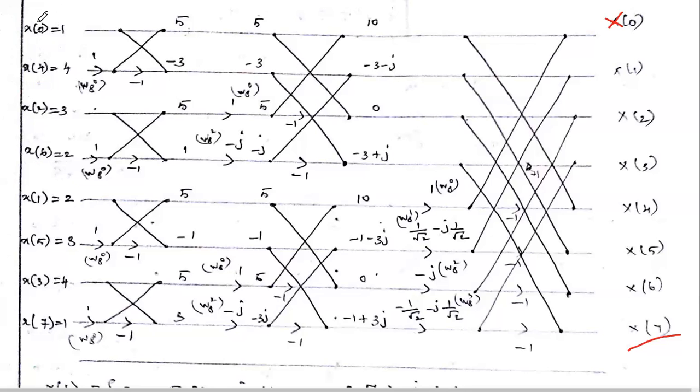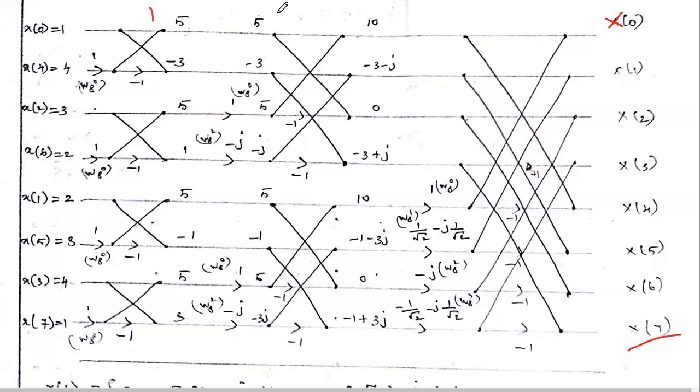What is the x of 0 value? 1. What is the x of 4 value? 4. X of 2 is 3. X of 6 is 2. X of 1 is 2. Then 5, 4 and 1. You just apply it, and we have to draw the butterfly diagram. Already you know that diagram: we have to draw 8 parallel lines. In an 8-point butterfly diagram, there are 3 stages.